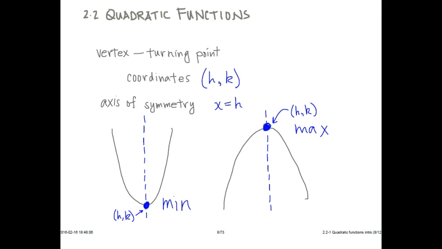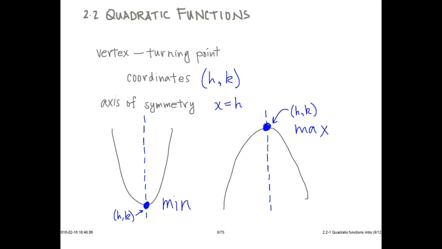The max or min is also called a vertex. This is a word which in Latin would mean turning point, just like reverse and inverse and so forth imply a turn of some sort. Our convention is to name the coordinates of the vertex h and k.